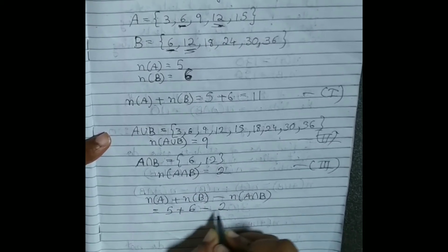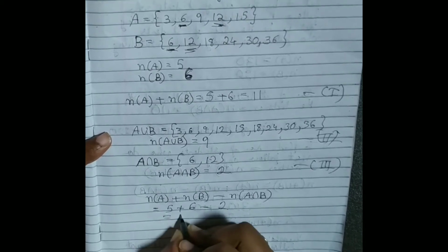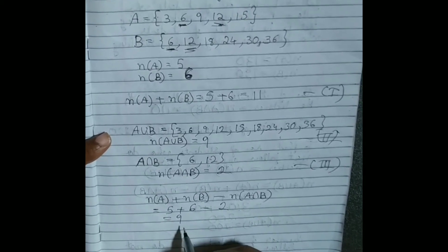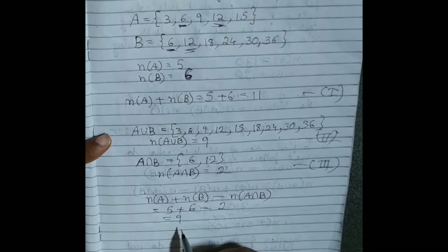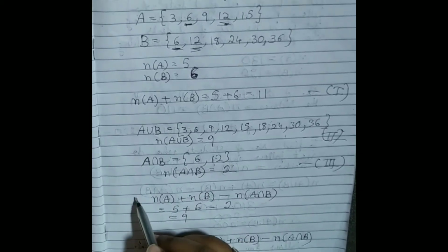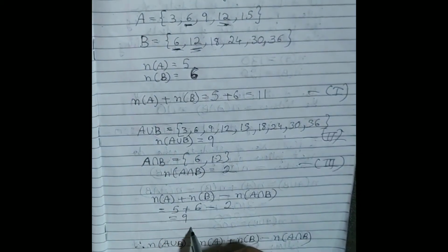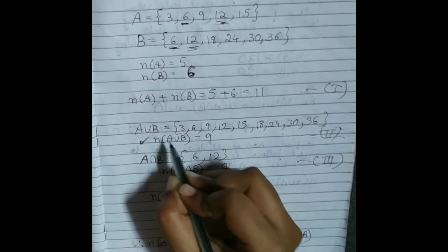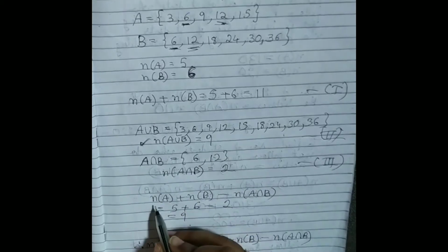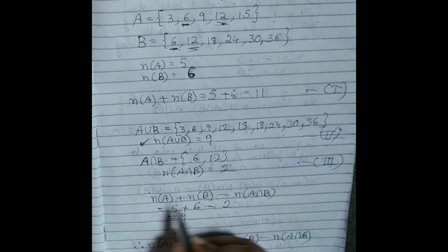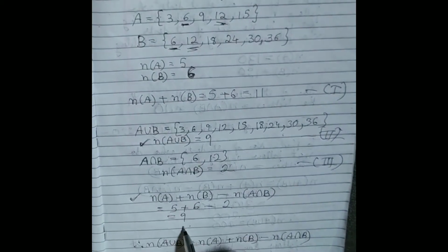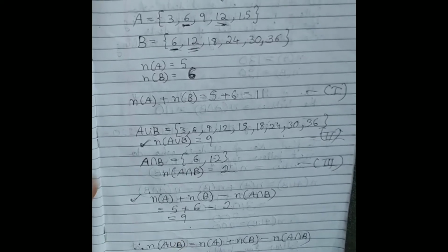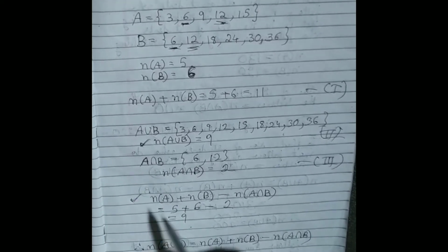So 5 plus 6 is 11. 11 minus 2 is 9. So we have got 9 here. Now see this value, how much do we have? 9. And see the number of elements in A union B. This also we have got as 9, and in this equation also we have got the value 9. That means both are equal, right?